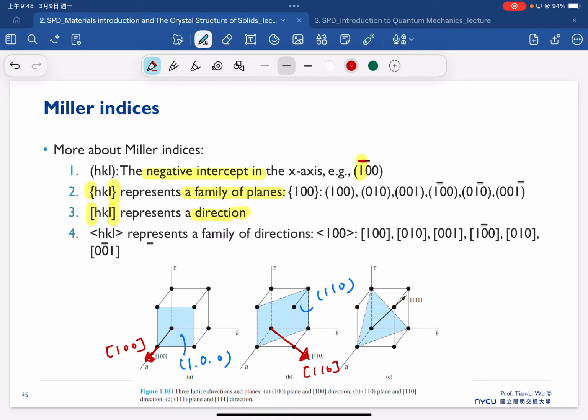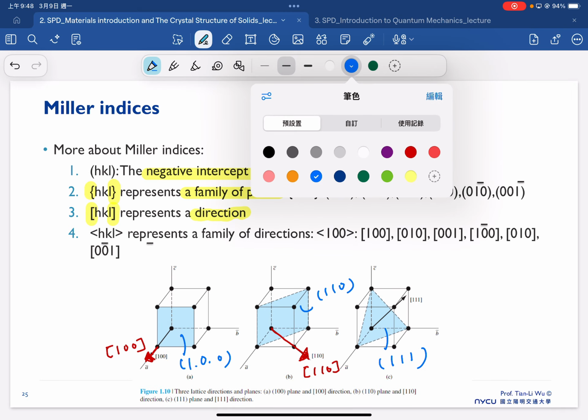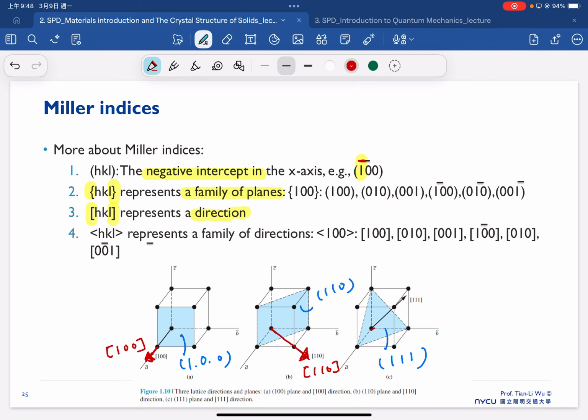And also we have this plane for 1, 1, 1. And then similarly, we have these directions, which is 1, 1, 1. So that's all, still very simple.